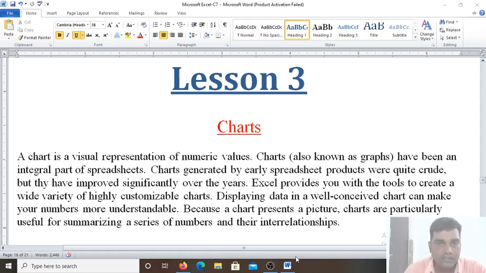So today we will continue lesson 3, types of charts. In the last class we studied the components of a chart. Now today we will study the types of chart. So first of all, we will study about the chart.